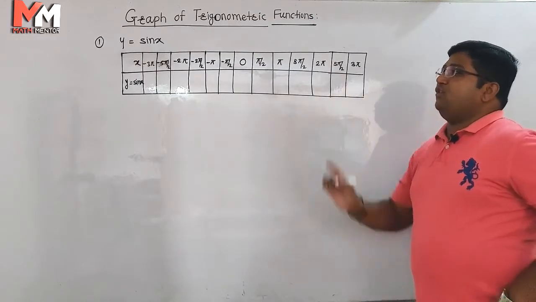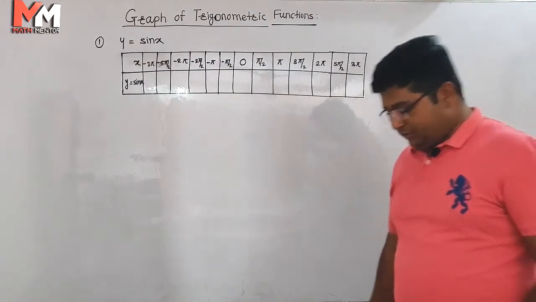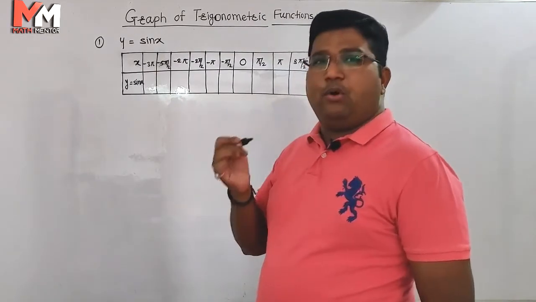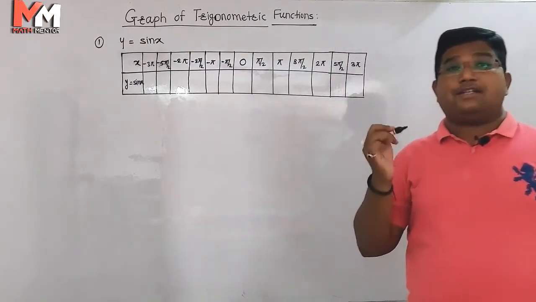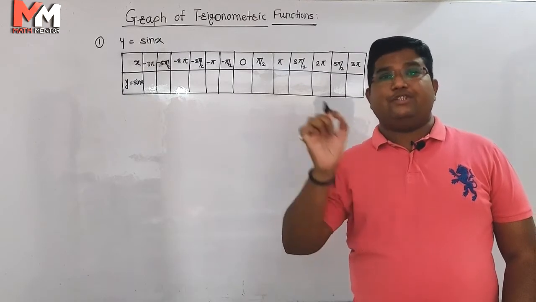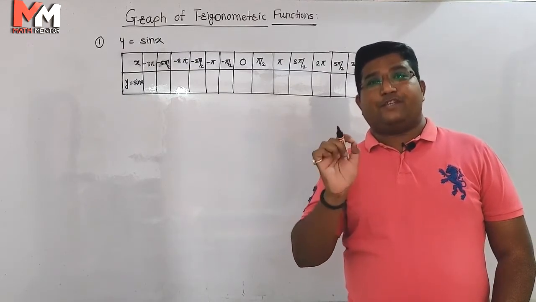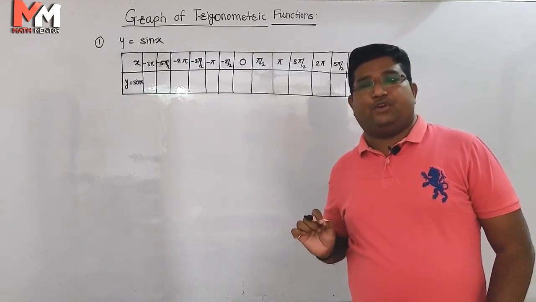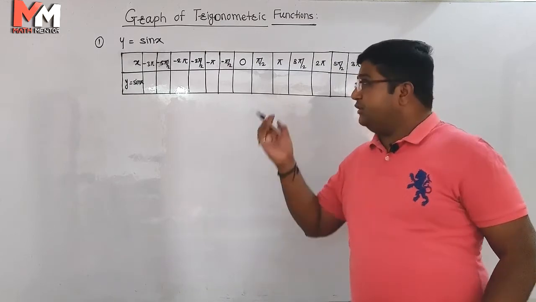So y is equal to sin x, this is the first trigonometric function. From this we can very easily understand what is the domain of sin x, what is the range of sin x, what is the domain of sin, cos, tan, sec, cosec, cot and their range by using this graph.